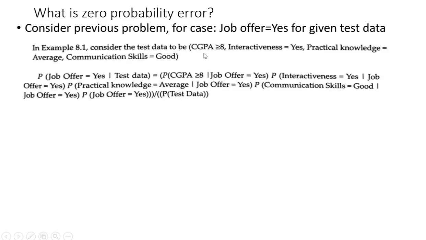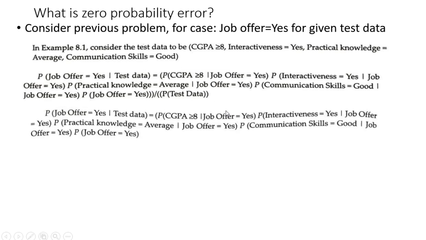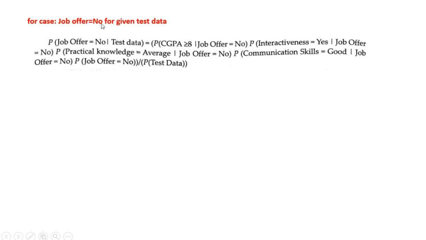where we want to know whether the student will get the job or not. Suppose the student has CGPA greater than or equal to 8, interactiveness is yes, practical knowledge is average, communication skills is good. But will he get the job or not? Based upon the Bayes theorem, I'm applying the Bayes equation, and I have found the likelihood. In the last class, we saw how to find a likelihood for each one. When I apply the equation, I get that the student will get the job offer with a probability of 0.0233.